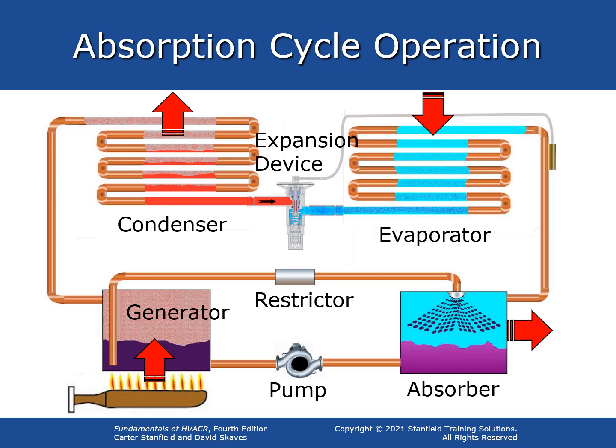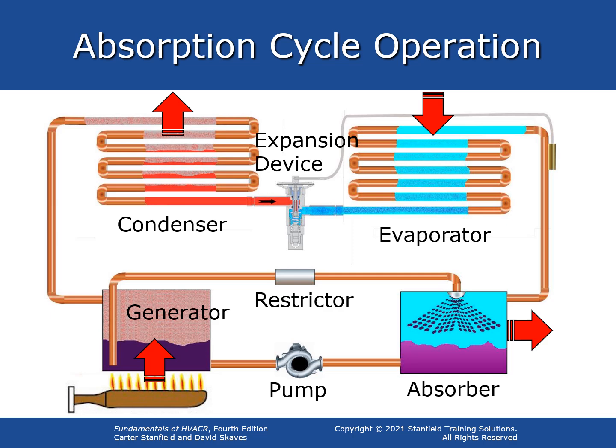The ammonia vapor is drawn into the absorber by a water spray. The water absorbs the ammonia, creating a low pressure in the evaporator. A solution pump returns the low-pressure ammonia-water solution to the generator. The ammonia and water are separated in the generator. The ammonia boils out of the water, leaving mostly water in the bottom.